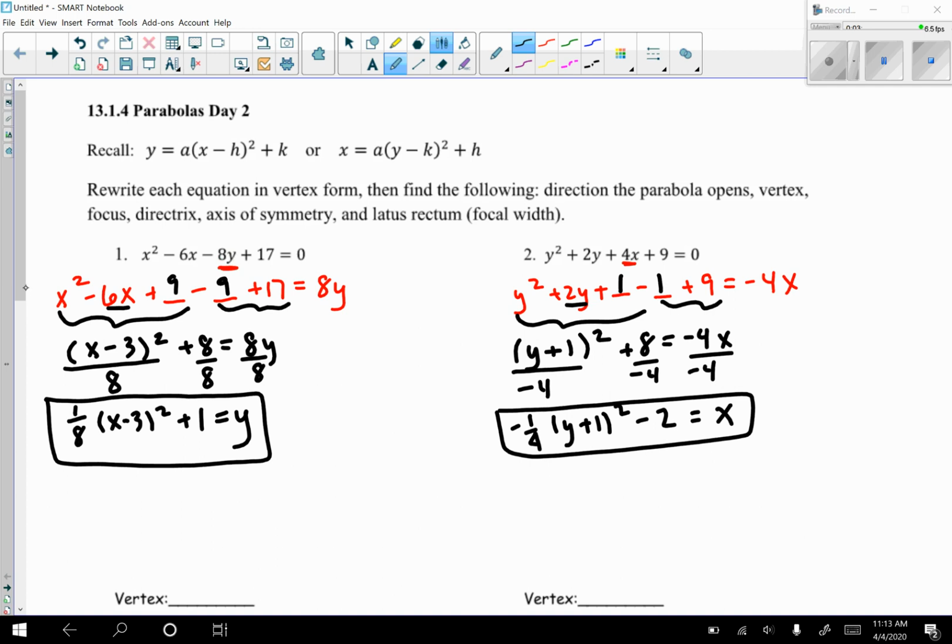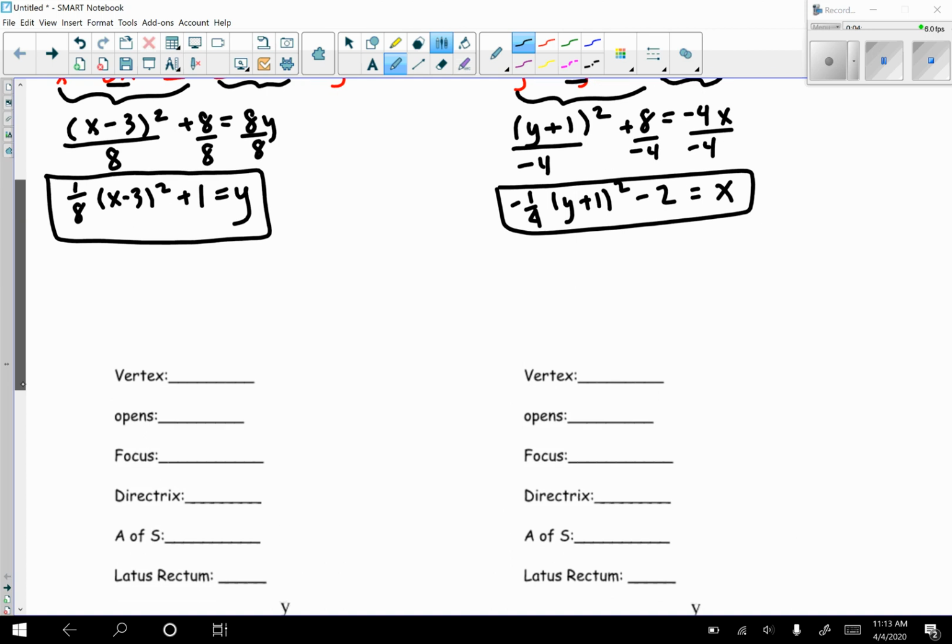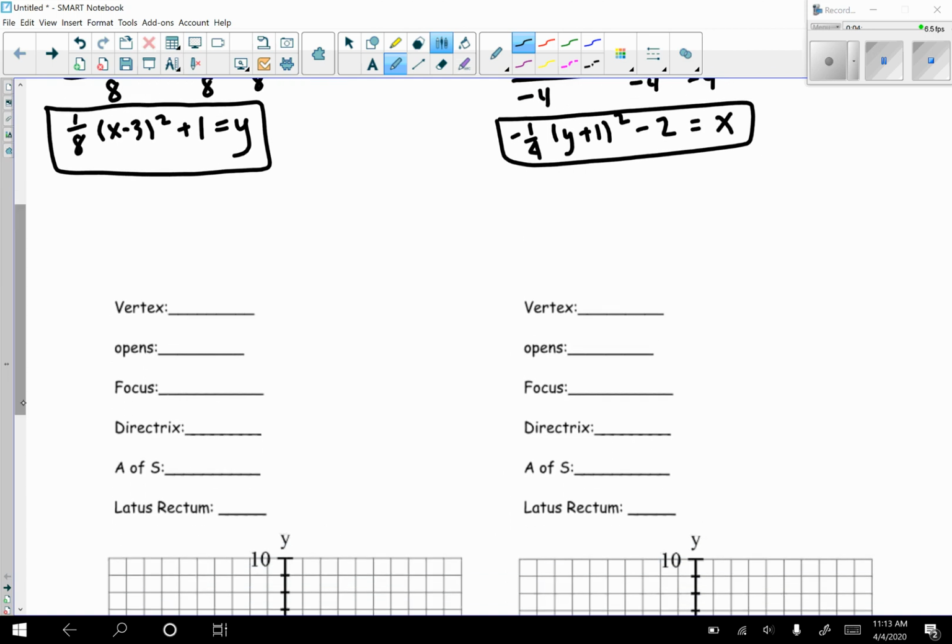So let's go ahead and look below. So let's go ahead back to the first question. So we just said this one we know opens up, and we know it opens up because we know that our a value is a positive 1/8. The vertex in this case is, remember, your h and your k. So h here is 3 and k is 1. So the vertex is at 3, 1.